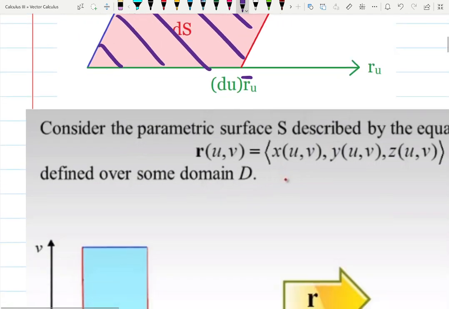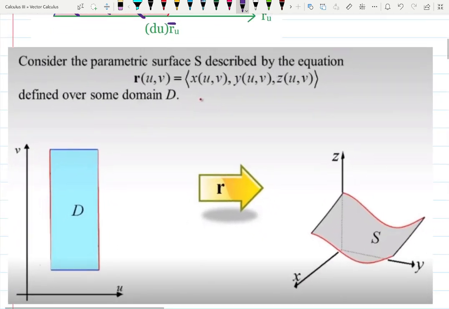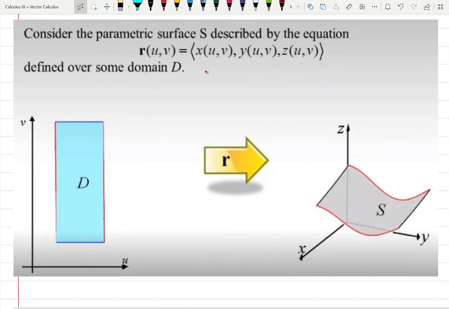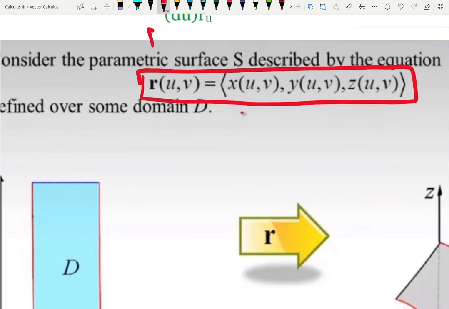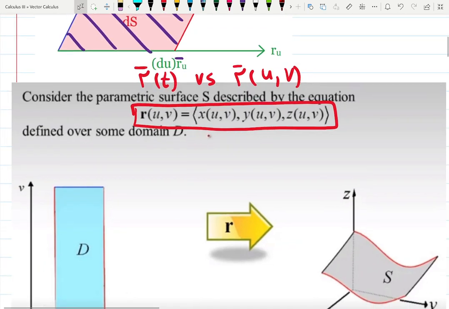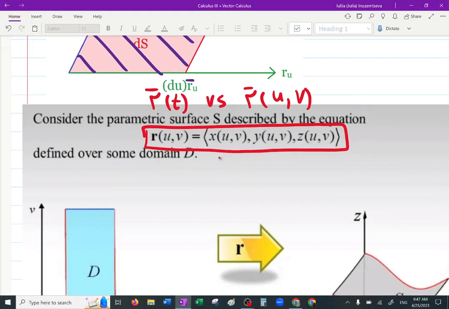This is how it looks if you zoom in. If we consider the parametric surface S described by the equation, let's write this down: r(u, v). We just learned in the same chapter parametrization using u and v. So remember we learned r(t) before, but now we're adding a dimension, u and v. And I even showed you this idea of the cute game. Let me show it to you again, especially if you missed the class.